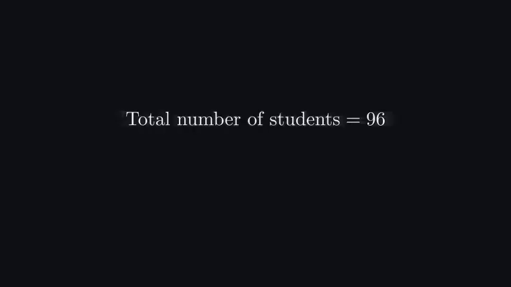Total number of students equals 96. Probability of boy equals 7 over 16. Probability of girl in Class B equals 11 over 48.